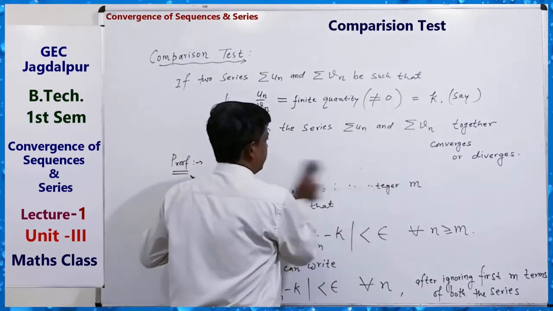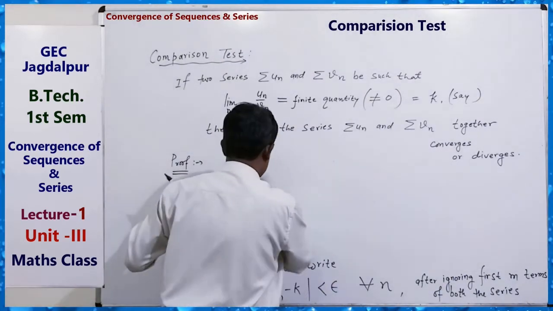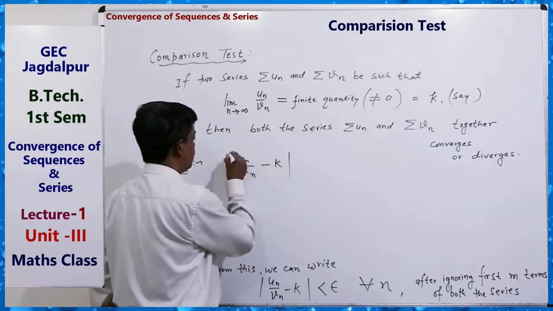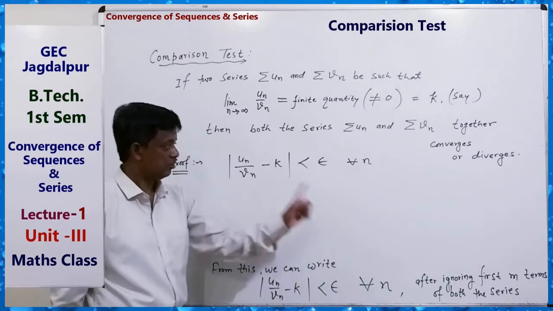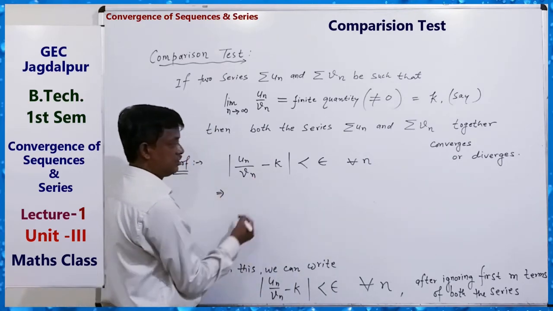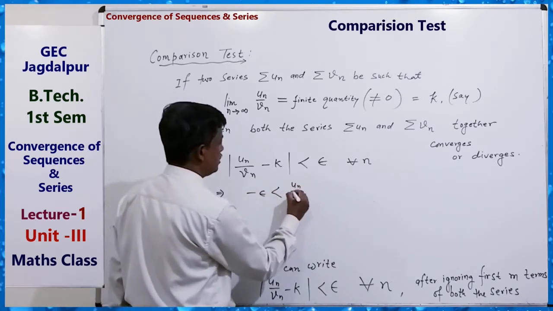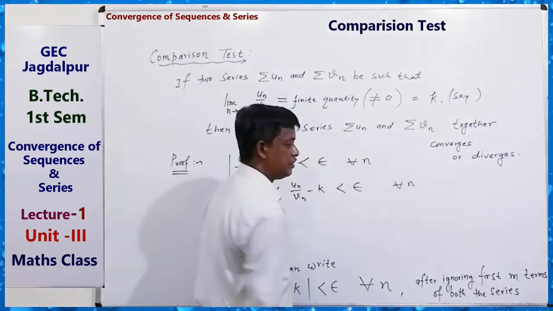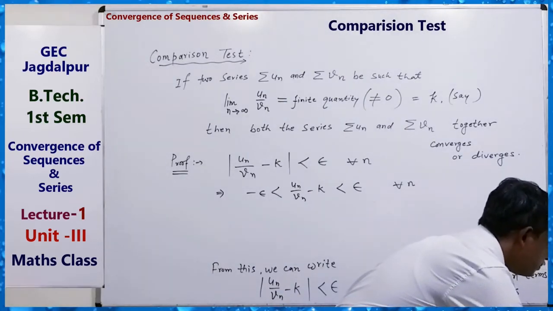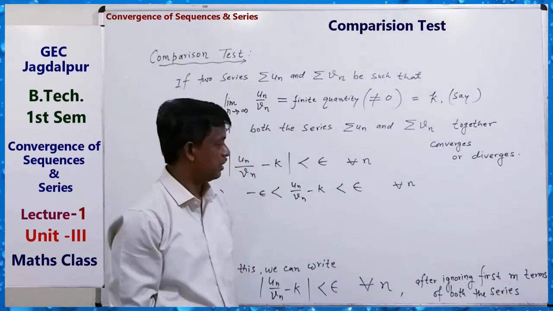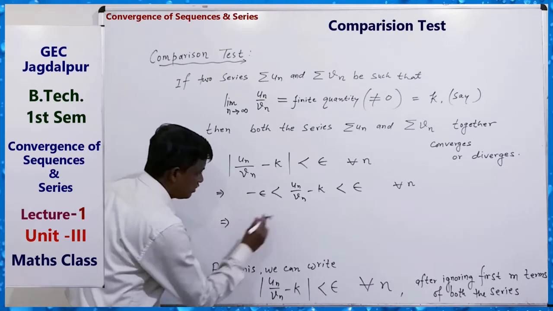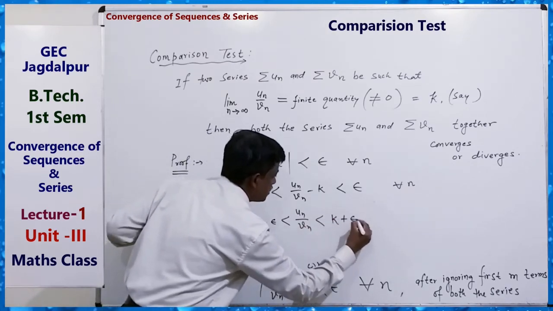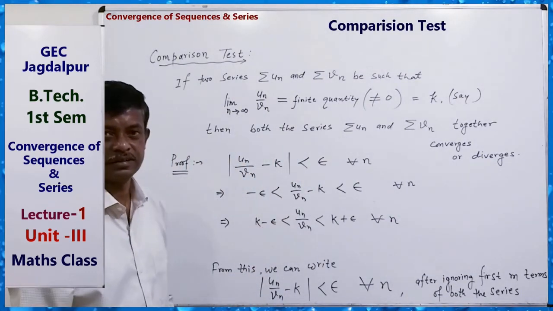Now, this term |Un upon Vn minus k| is less than epsilon for all n, after ignoring. So by the definition of modulus, we can write it. How? Minus epsilon is less than Un by Vn minus k, which is less than epsilon for all n. Clear? So the modulus can be broken. Now we can add k in. So k minus epsilon is less than Un by Vn, which is less than k plus epsilon for all n. Just we get this relation.